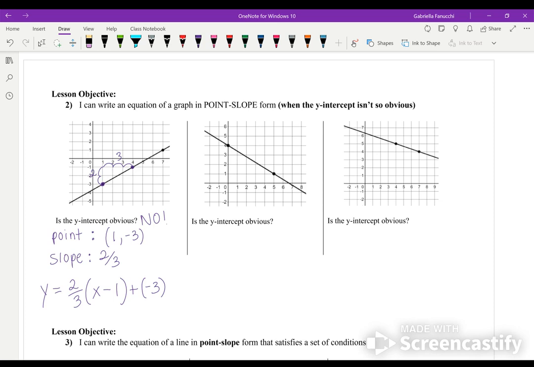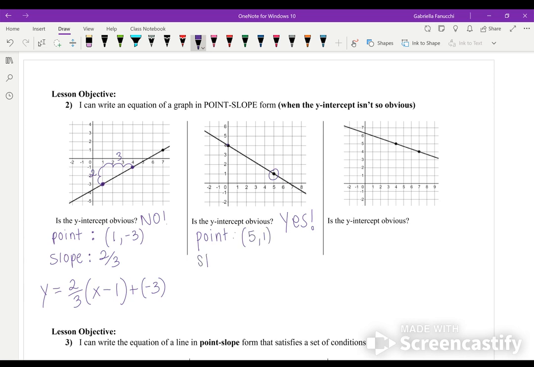Okay, is this y-intercept obvious? Yes, it is. It crosses clearly at 4. So I would just do this one. If we weren't practicing point slope form, I would do this one in y equals mx plus b, which is slope intercept. Let's go ahead and get a point. I'm going to use that point right there. That's going to be 5, 1.